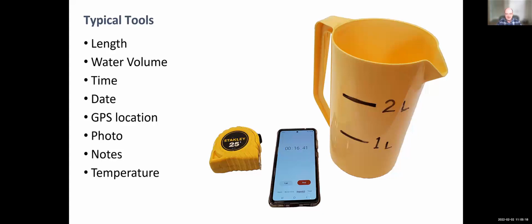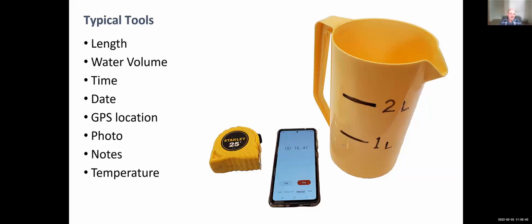The photograph's always really helpful and important. You can take notes right on your phone, either by talking to your phone or typing them in. I guess the one tool, you probably don't want to throw your phone into the water to measure the temperature, even though it could do that. But if you had a waterproof phone, you can do that.